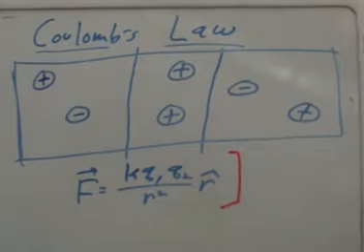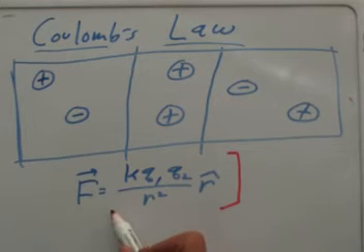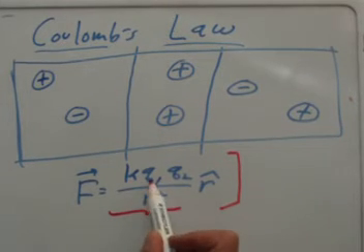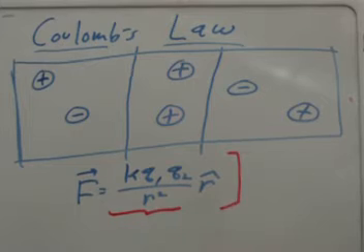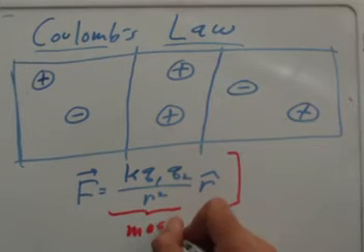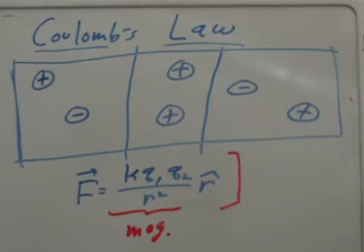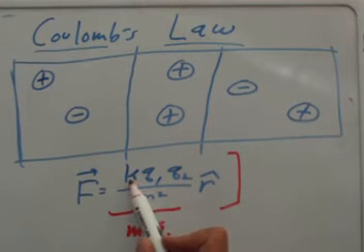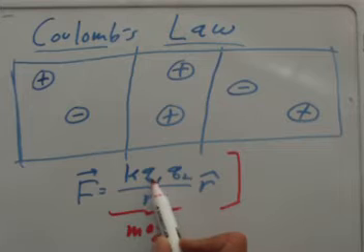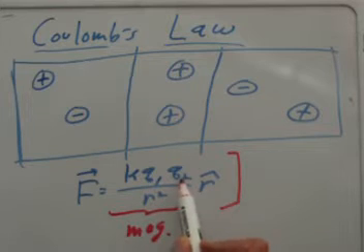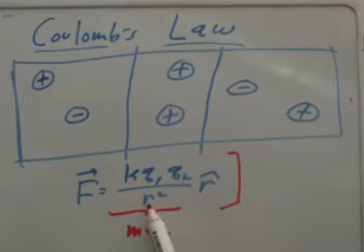Let's talk about the magnitude part first. This portion of the law right here, which is k Q1 Q2 over r squared, is the magnitude part of the law. This tells you how strong the force is between two charges. As you can see, it depends on four things. It depends on a constant k, the amount of charge for charge 1, the amount of charge for charge 2, and the distance between the charges, which of course you have to square.